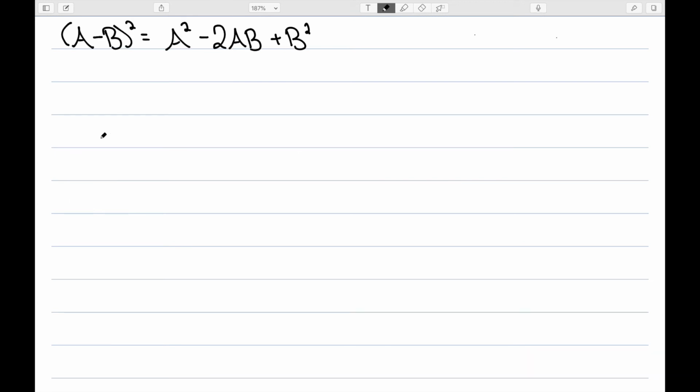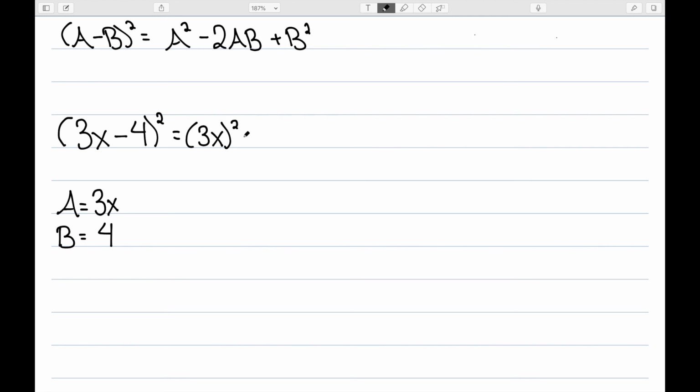Changing the last one slightly, if I have a minus in between that a and b, so a minus b squared, that would change the sign of the middle term. It would give me a squared minus 2ab plus b squared. If I have something like 3x minus 4 squared, once again, if you're not comfortable with the formula, absolutely multiply it out. But for the formula, I need a to be 3x and b to be 4. So now I have a squared, which is 3x squared, minus 2 times a, which is 3x, times b, which is 4, plus b squared, so 4 squared.